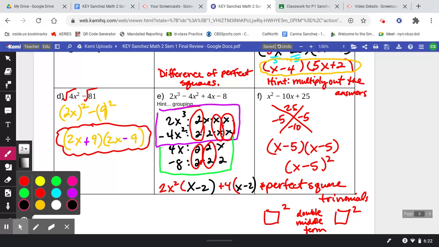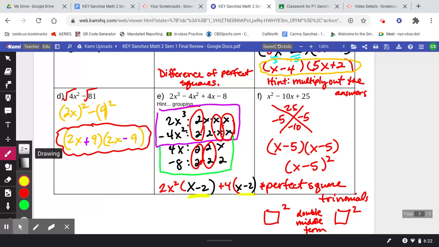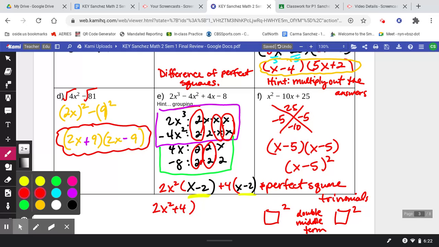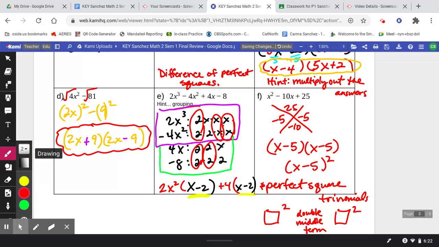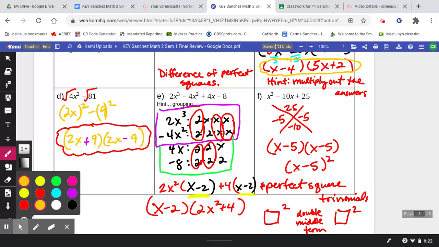If you have done factoring by grouping correctly, this grouped part should be the same. The leftover part should be the same. Final answer, you take the 2x squared plus 4 and the x minus 2, which is in common. Actually, I'm going to write this the other way around. We take what's in common out front. I see the x minus 2 in both, and then we put what's left over at the back. There are my factors by grouping.